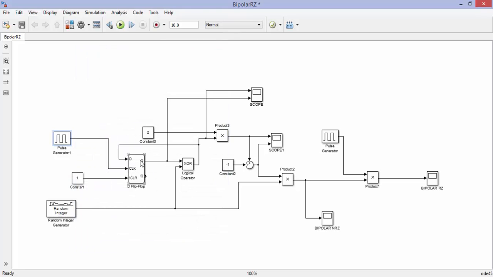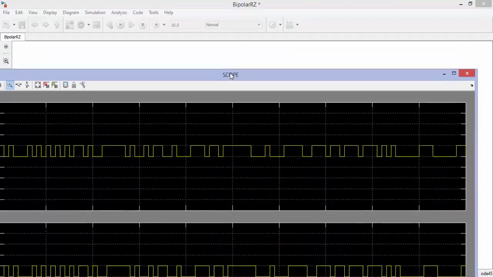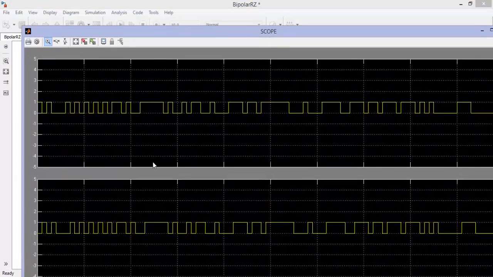connected to the clock. The input of this flip-flop is the output of the XOR, and the output of this goes to the XOR with the random integer. If you see here, this is the signal, or this is the Q output of the flip-flop, and this is what we have when we XOR it with the signal. What we see here is 1, minus 1, 1, or 1, 0, 1, 1, 0, 1.